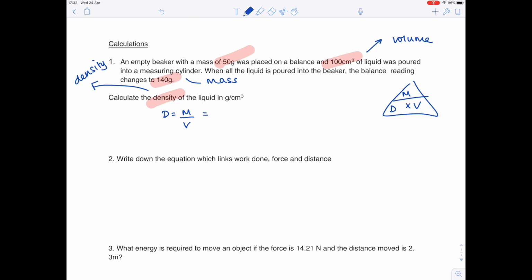Now, let's check out the mass carefully. So the empty beaker with a mass of 50 grams was placed on a measuring balance and then liquid was poured into it and the new balance reading was 140 grams. So hopefully you can see that the mass of the liquid must therefore be 140 grams minus 50 to get 90 grams. So our mass is 90. Our volume is 100. I'm okay with my units because the answer needs to be grams per centimetres cubed. So 90 divided by 100 is 0.9.